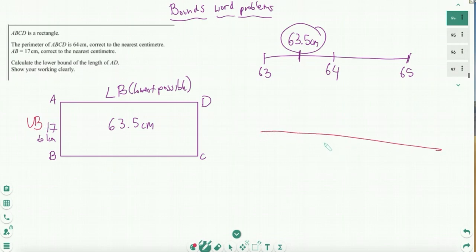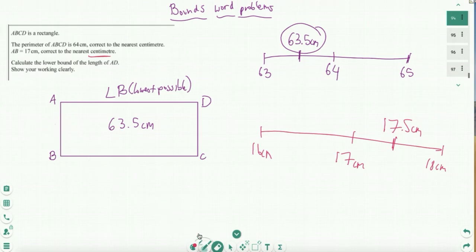So we're going to draw our line. This will be 17, and it's 17 to the nearest centimeter, to the nearest 1 centimeter. So we'll add 1, 18 centimeters, and subtract 1, 16 centimeters. And we want to find the upper bound. So we're going to say the length of the rectangle is going to be 17.5 centimeters. So we know A to B and D to C are 17.5. We know the perimeter is 63.5, and we're trying to find the length of A to D.